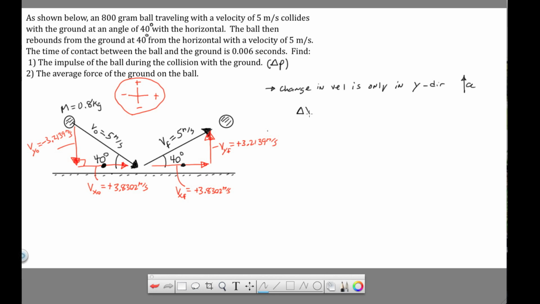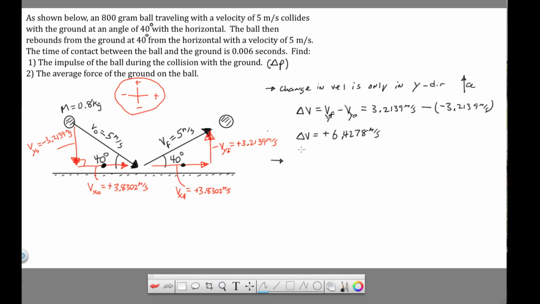So our change of velocity, which is only in the y, we're going to go v final, and that's Vy final, minus Vy initial. Change is always final minus initial. So our final y velocity is 3.2139 meters per second, minus the initial y velocity, which is negative 3.2139. So what happens here is these negatives cancel, and our change in velocity is positive 6.4278. Positive because the change of velocity is straight up.